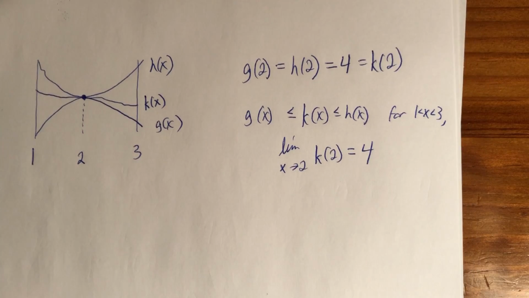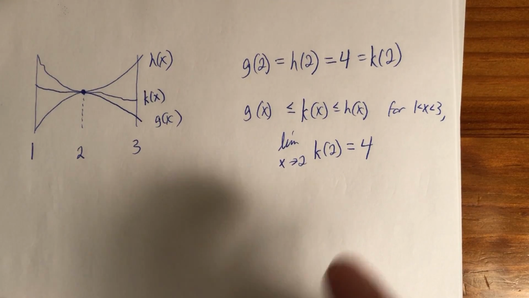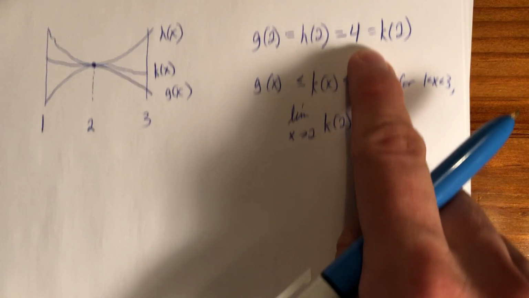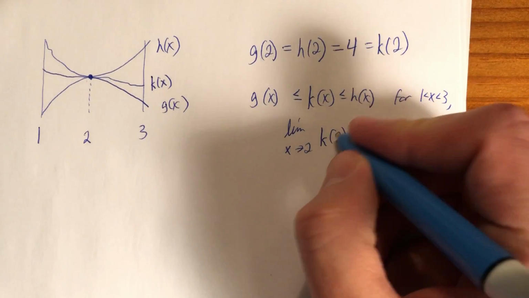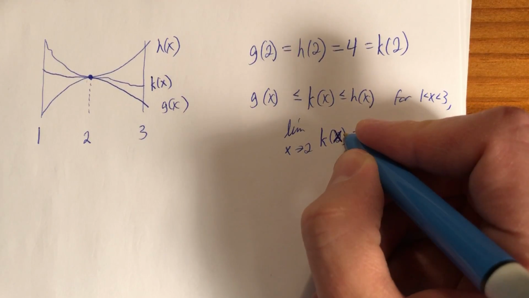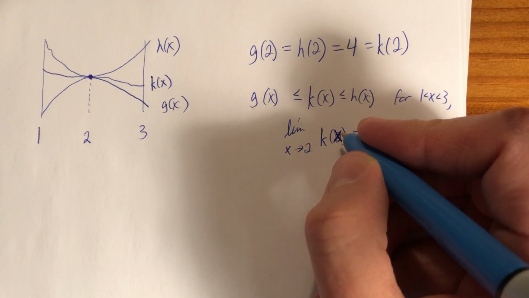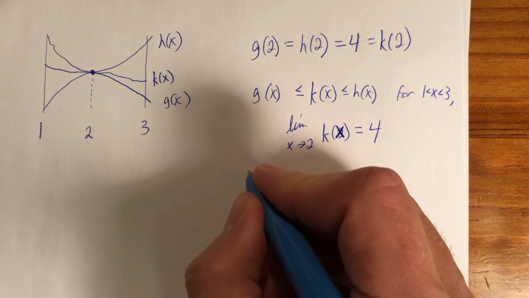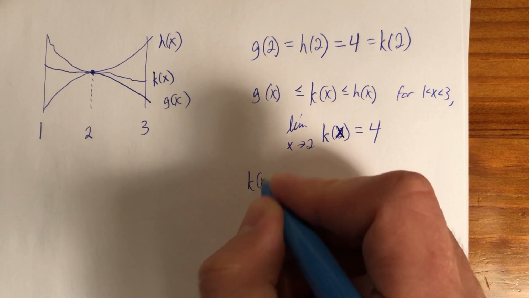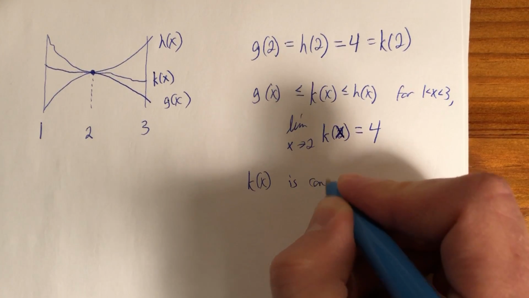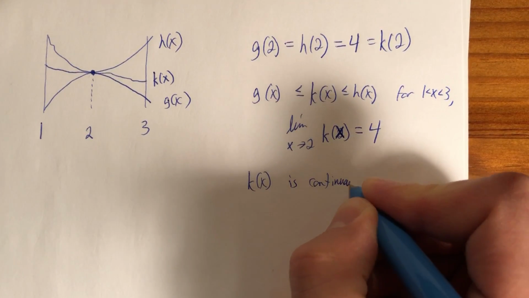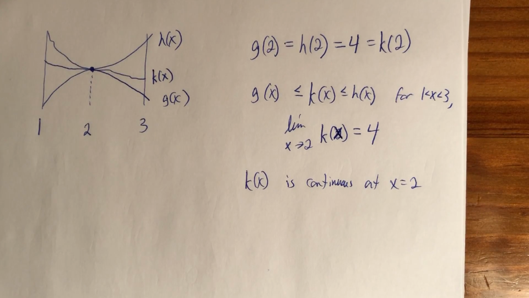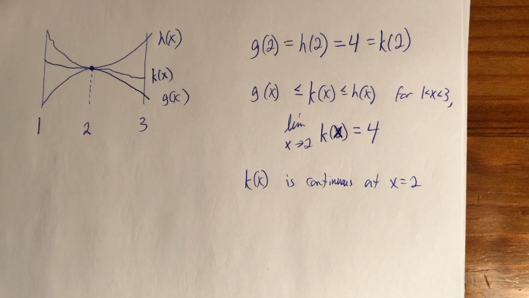And so because the limit exists and the limit equals the value of the function, oops, that should say x right there, k of x is continuous at x equals 2. Okay, terrible job explaining it. I apologize. So let me try to recap it one more time.